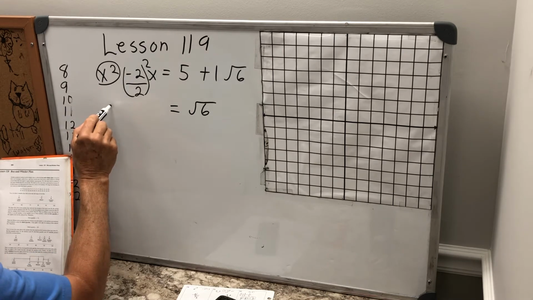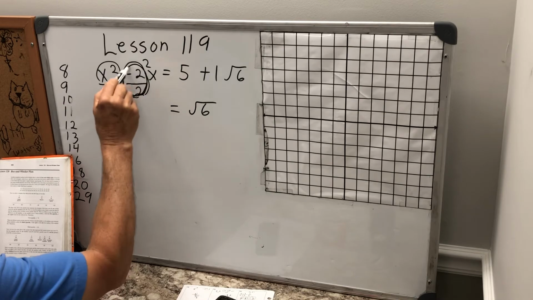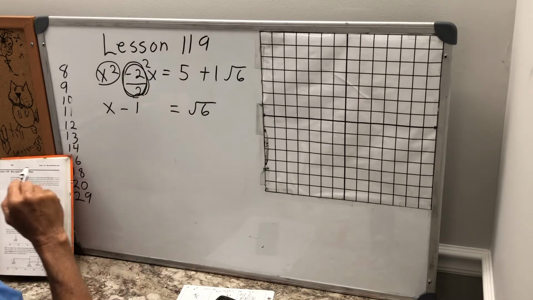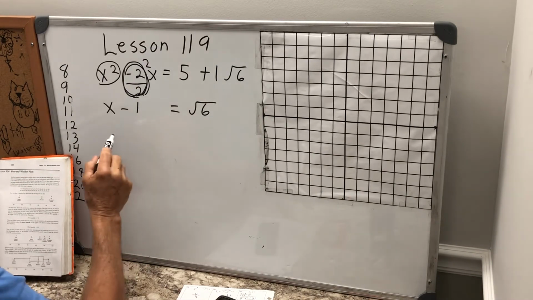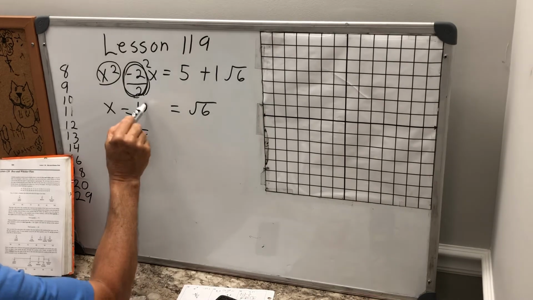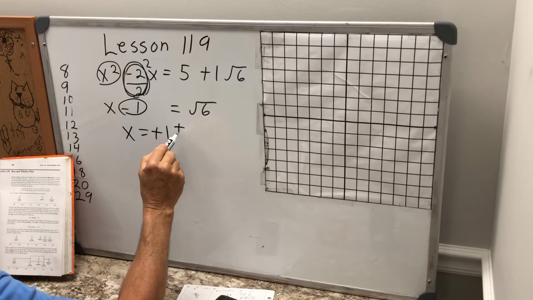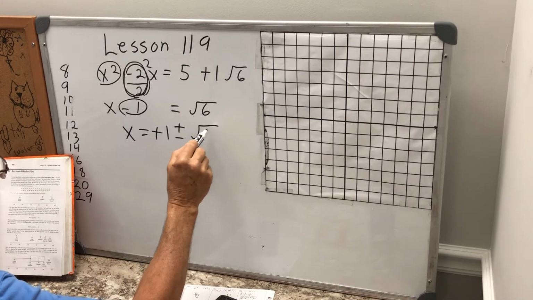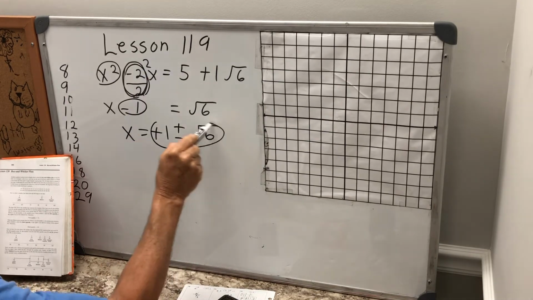x squared, so we will bring this down as an x. And then what is the answer to negative 2 over 2? It is a negative 1. This one's going to be simple, so we have x. Again, move the negative 1 to the other side of the equal sign. It's a positive 1, and it's always a plus or minus square root of 6. Cannot simplify anything more on that. Here is your answer.